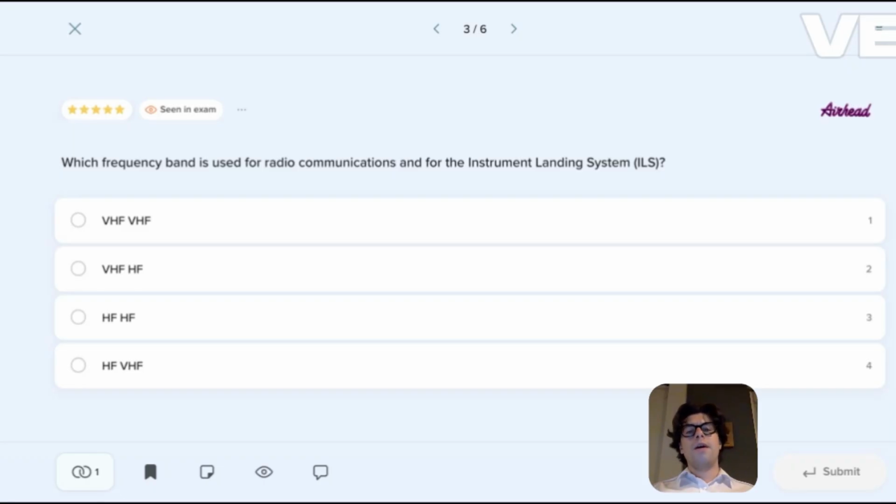Now remember that for the ILS, the VHF comms is only for the localizer. The glide slope is using UHF, so the ultra high frequency range. However, it is paired automatically with the localizer VHF frequency, so the pilot only tunes in the VHF frequency.